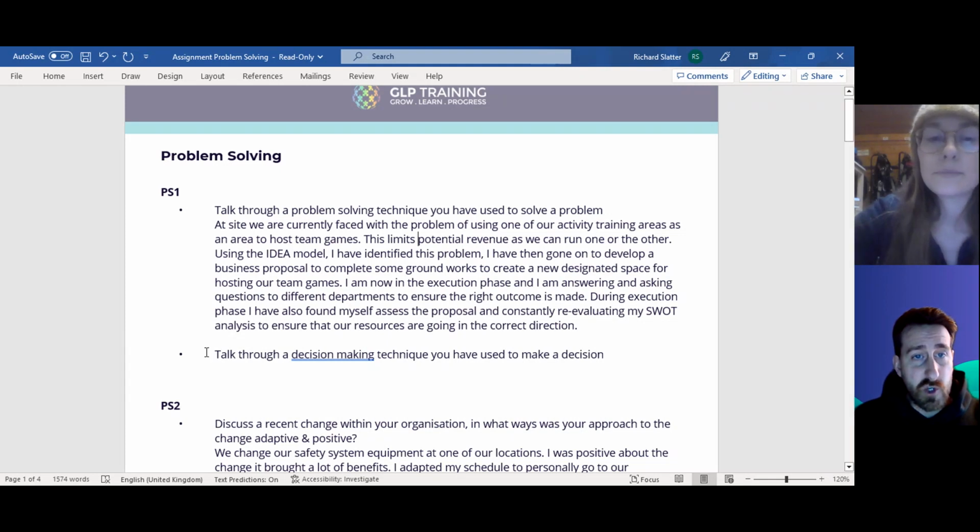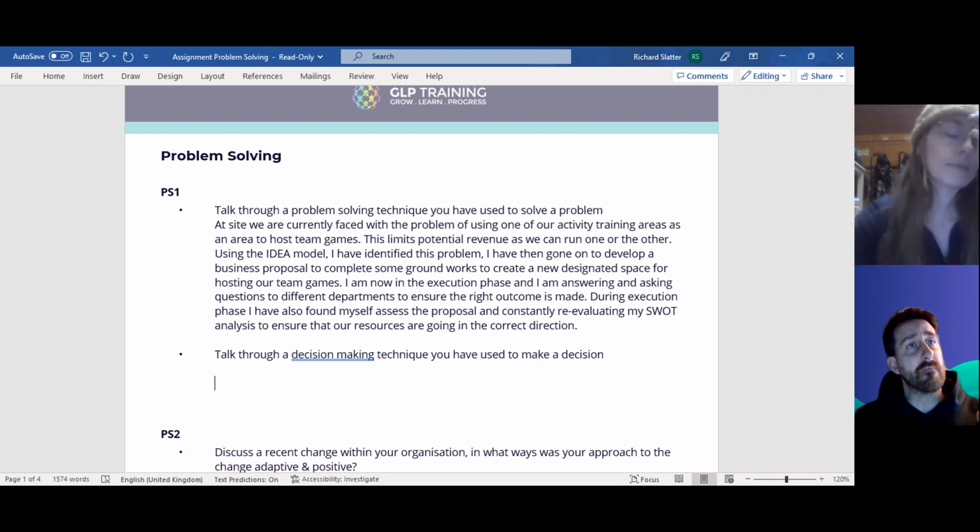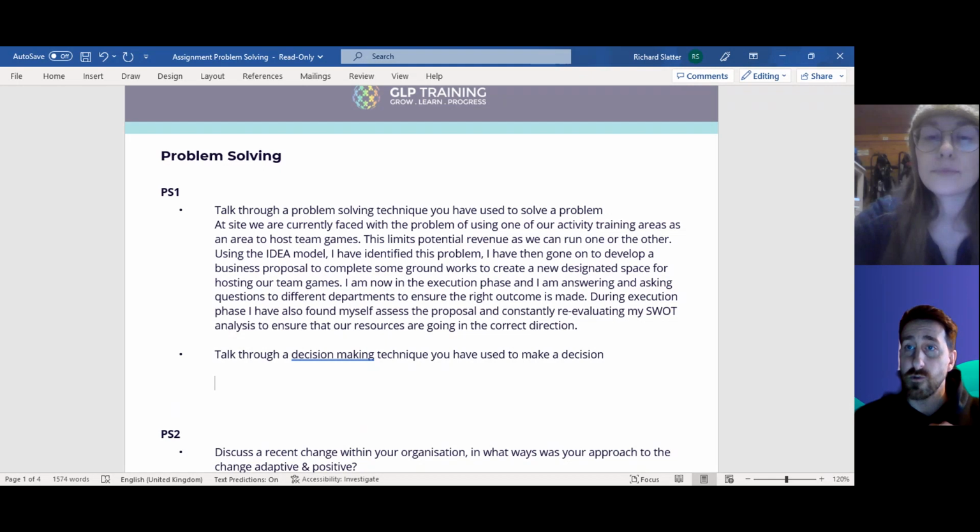The next one is: talk through a decision-making technique that you've used to make a decision. So if we think about the approach you take to decision making, Kerianne, when you've got a decision to make, how do you go about that? Do you try to gather as much evidence as possible, or gather feedback from other people in order to make a more informed decision? Do you use your experience?